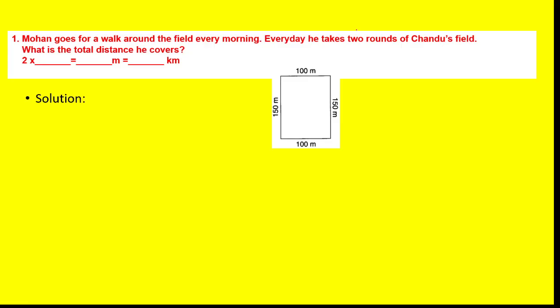Now it's your turn. You have to find the answer of this question. Mohan goes for a walk around the field every morning and every day he takes 2 rounds of Chandu's field. What is the total distance he covers? So children, it's your turn. You have to give the answer.